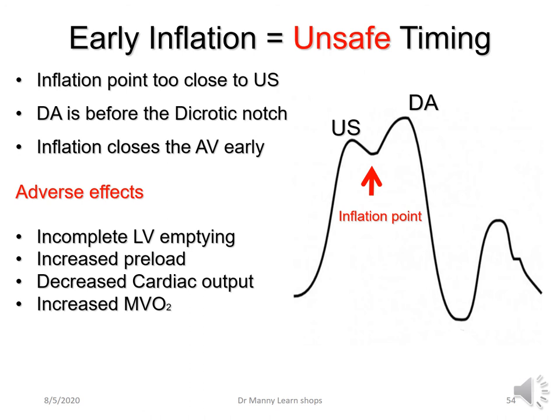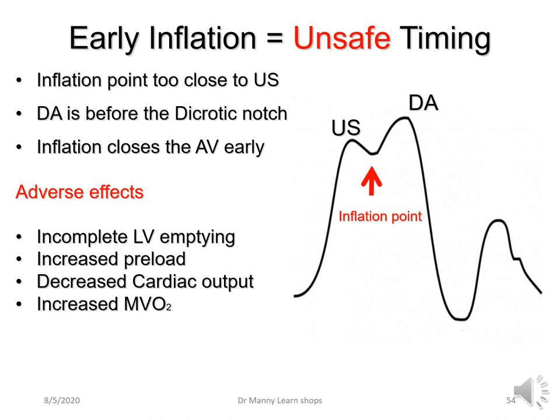Let's look at unsafe timing. This is early inflation. Now you have to remember what inflation is supposed to be doing. Inflation is to increase coronary perfusion. It pushes blood back towards the closed aortic valve. However, if we inflate early, we're pushing blood back towards the aortic valve, and we can close it prematurely before the left ventricle has finished emptying. This is potentially dangerous. How do we recognize that?